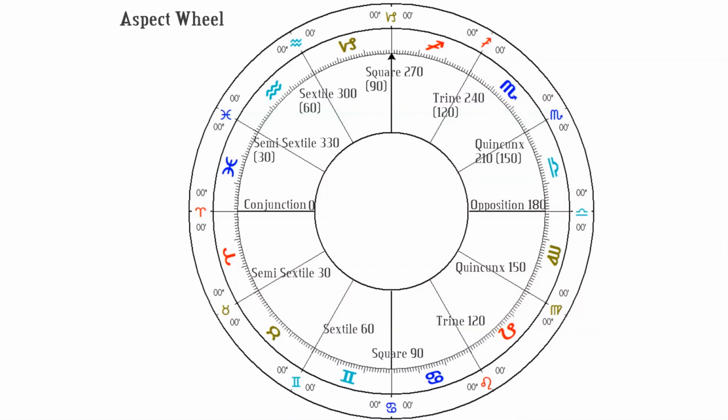As you can also see, there are two types for each aspect, except for the conjunction and the opposition. So there's an opening semi-sextile and a closing semi-sextile, an opening sextile and closing sextile, opening square and closing square, and so forth. And that is important to also consider as we proceed.